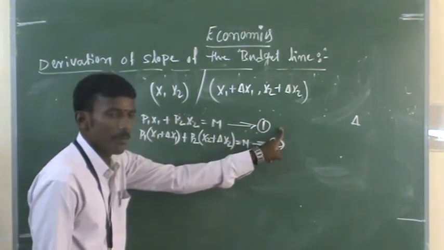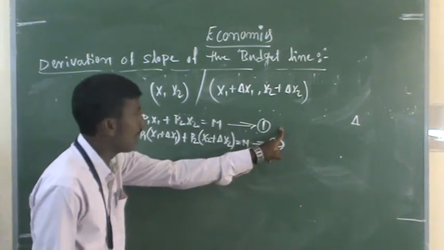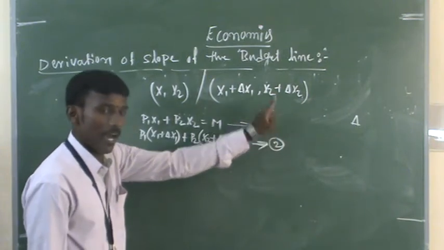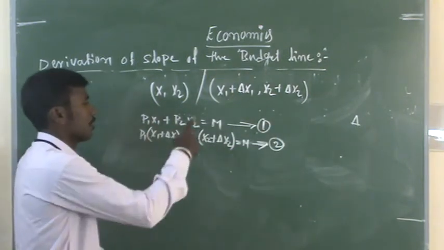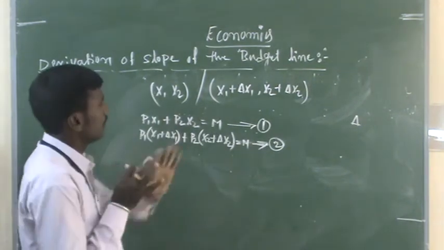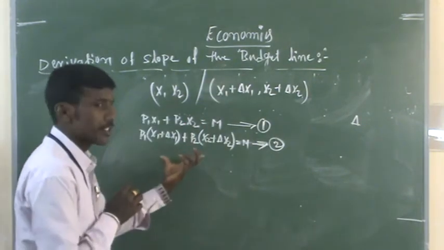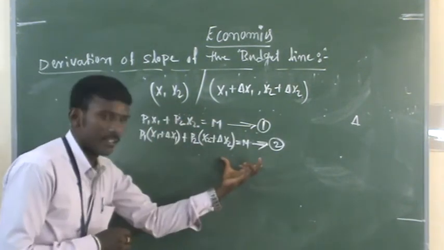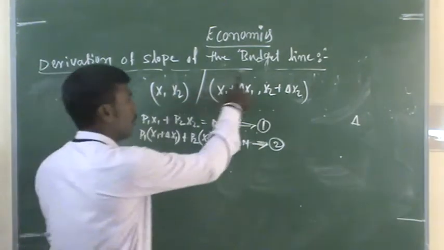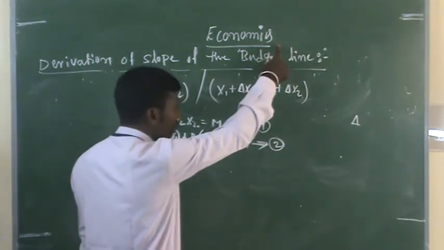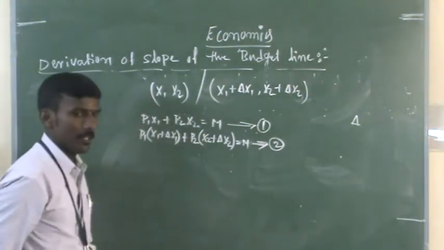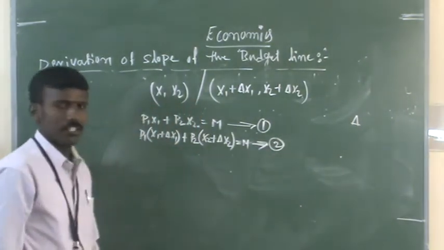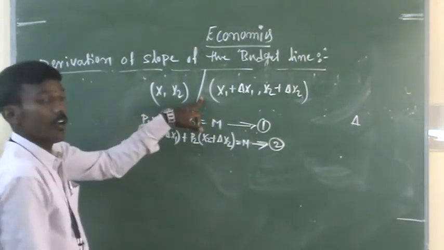We call it equation number 1, the budget line equation, which we already studied before. Now these two points we are going to substitute into this equation of the budget line, then we will get the equation number 2. Substituting means in place of goods.